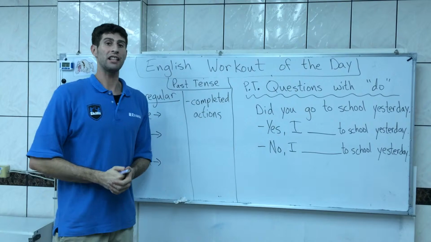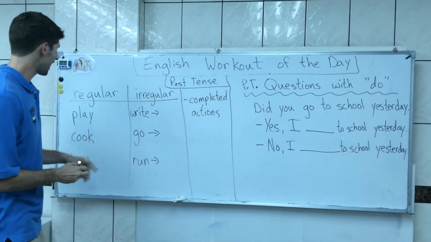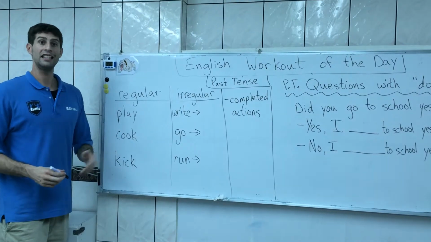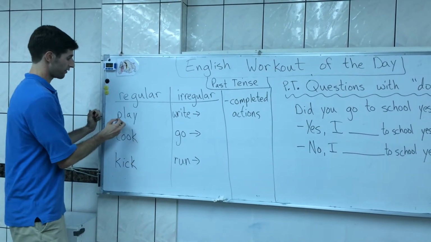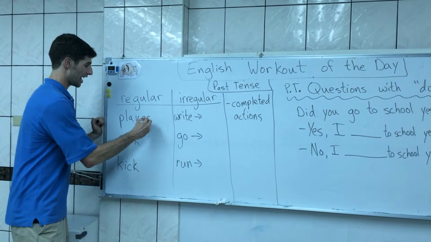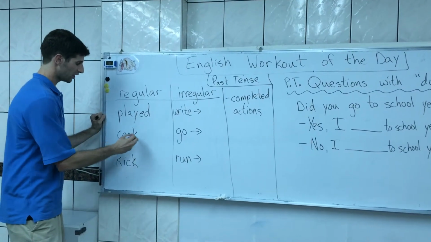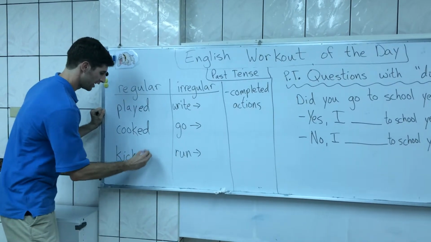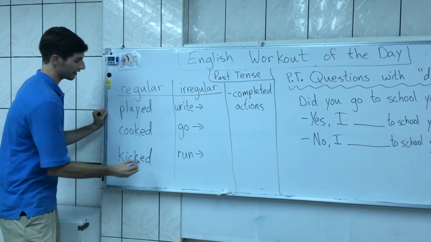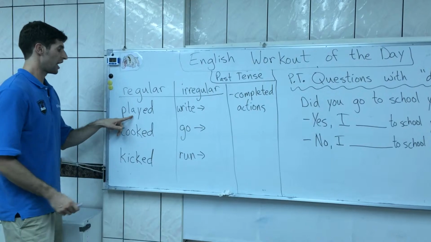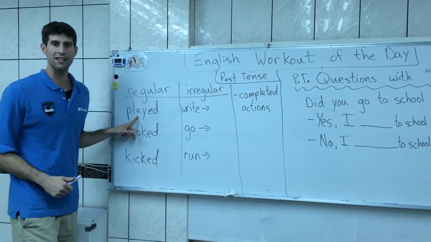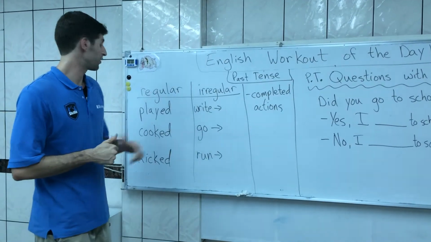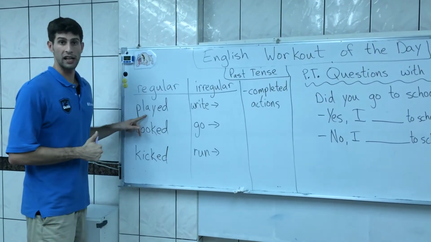Okay, next, how do you make the past tense? Most of the time, for your verbs, you're just going to add ed to the end of the verb, okay? So for play, you're just going to add ed to make it played. Cook, ed turns into cooked. And kick, ed turns into kicked, okay? So for example, I played basketball yesterday, okay? Yesterday, past tense, so we're going to use the ed version of play.